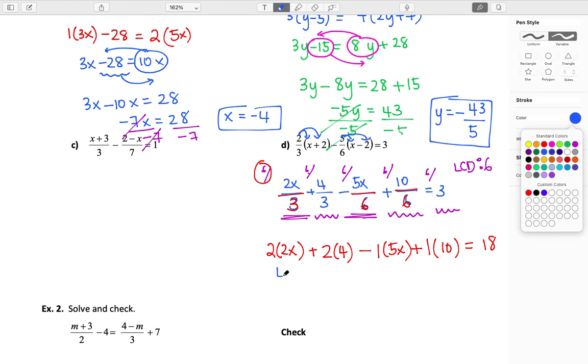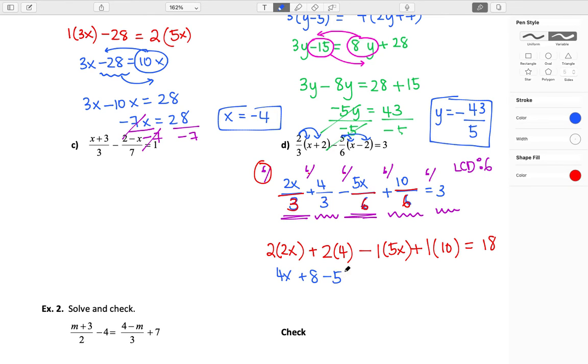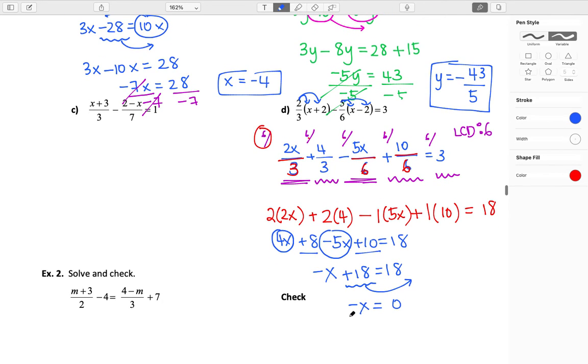So I'm going to simplify, and then collect like terms. 4x minus 5x is going to give me negative x. And positive 8 plus 10, positive 18, equals 18. Now I'm going to bring positive 18 to the other side, so negative x equals 18 minus 18, which becomes 0. So therefore, x is going to be 0 because we're going to divide both sides by negative 1. 0 divided by any number is just 0.